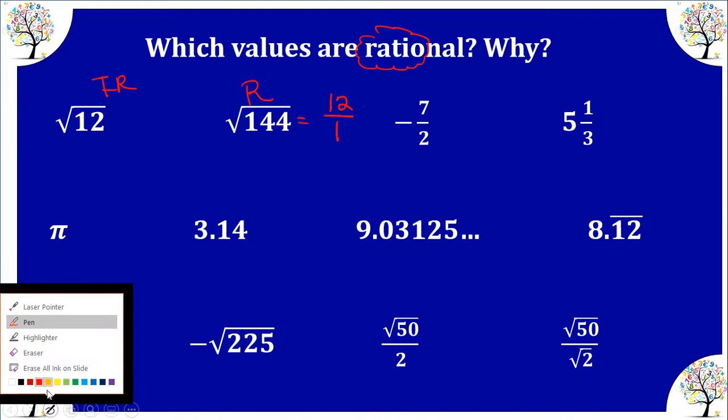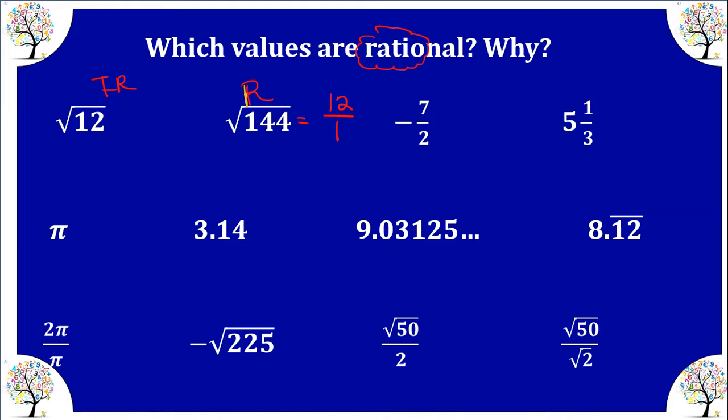And let me just change pen color so we can see this a little bit better. So anytime you can write a number as a ratio or a fraction, it is rational. This is already, so it's rational. This is a fraction, so it's rational. Pi is 3.14, but it goes forever without repeating and without terminating. So this is going to be irrational.